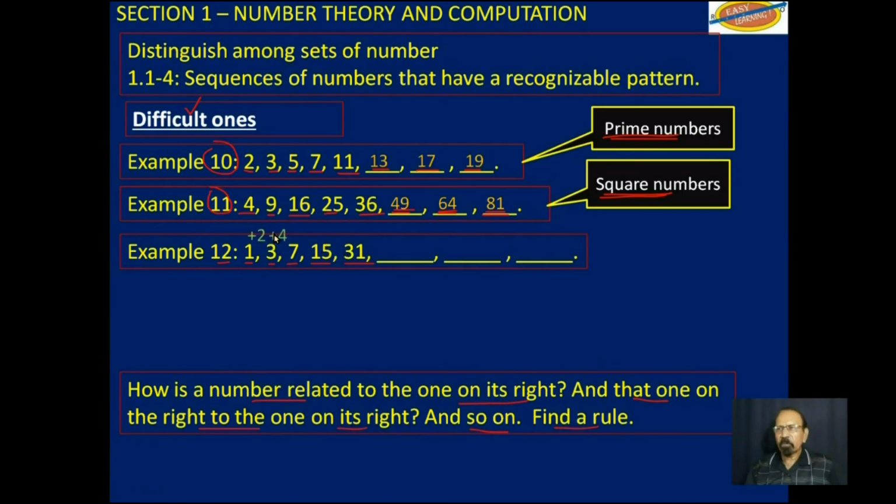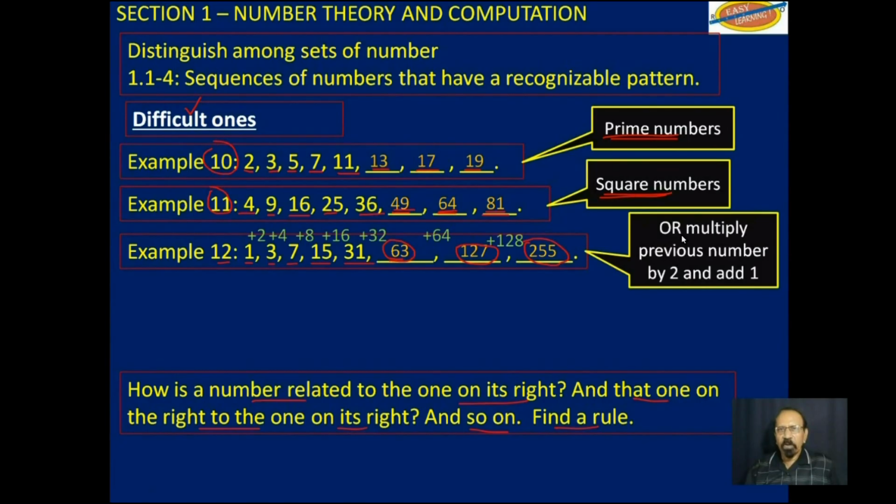All right, let's see if we have a rule. Add 2, add 4, add 8, add 16. So we should add 32 next, and then add 64 next, and then add 128 next. So we get 63, and 64 would give us 127, plus 128 would give us 255. Or you multiply the previous number by 2 and add 1. That will work too.